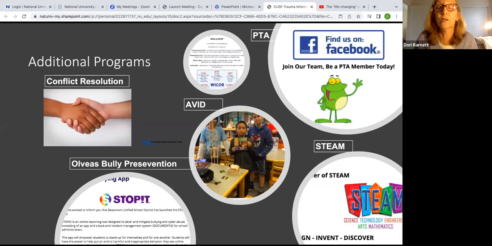Just AVID, which is a support for underrepresented minorities who are maybe first generation, providing them extra support for their academics and behavior, bully prevention programs, conflict resolution, even STEAM support, any support program and intervention that is evidence-based is going to contribute to a positive school culture and climate, which in turn creates a trauma-informed school.